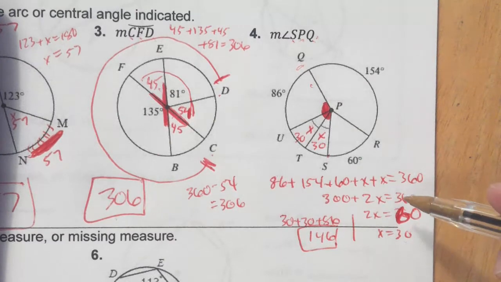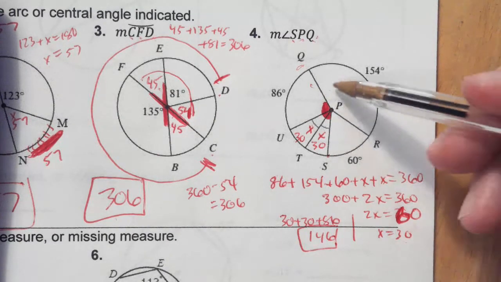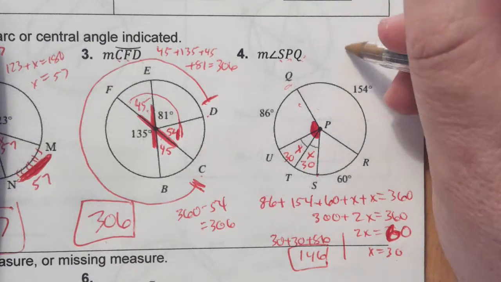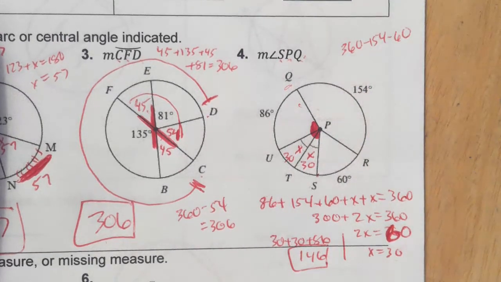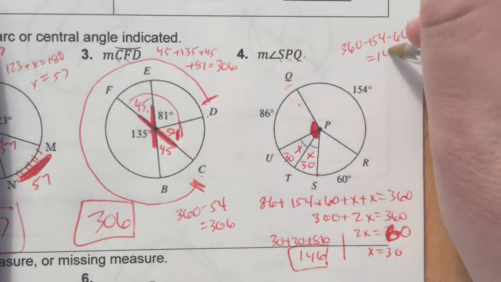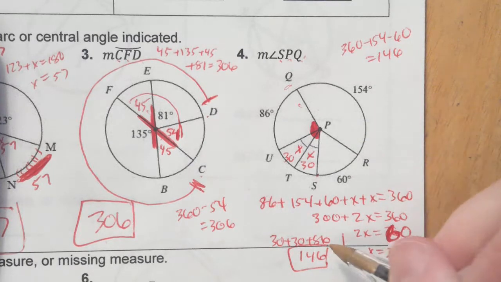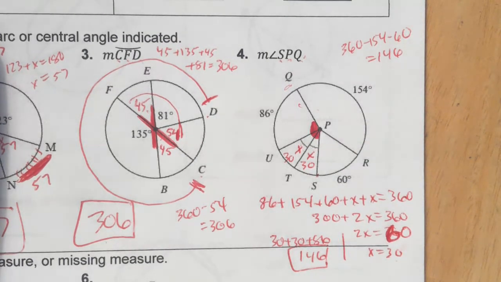Another way we could have done this was a little faster. I wanted everything but these two, and I already have them. So the other way I could do it was 360 minus the 154 and the 60. 360 minus 154 minus 60. And I would have also got 146. So that would have been a little bit of a faster way. But it's really good to know this way of what to do if you have two angles that are the same. All right, you guys doing great.